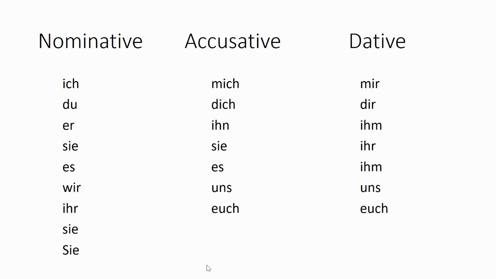Ihr becomes euch in the accusative and stays euch in the dative. Sie stays sie from nominative to accusative, but in the dative becomes ihnen. And capital S, formal Sie, stays Sie in the accusative and becomes Ihnen in the dative.